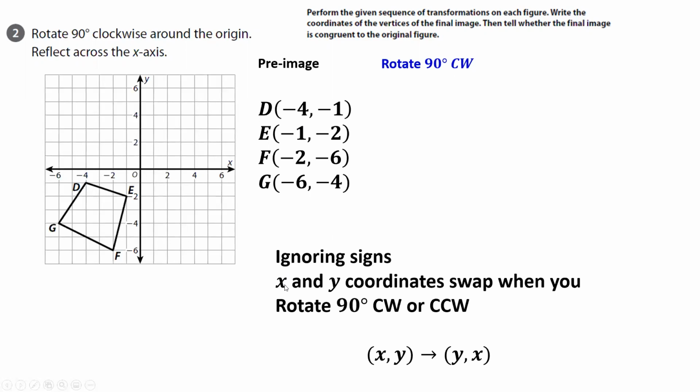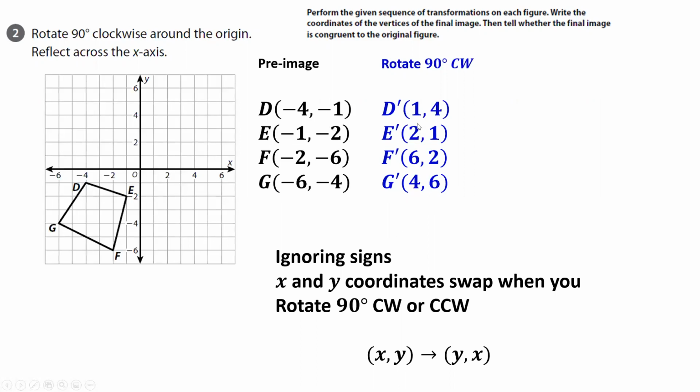And what happens when you rotate 90 degrees? Your x and y coordinates swap positions. So (x, y) becomes (y, x). So instead of 4, 1, it's now going to be 1, 4. Once again, I'm ignoring the signs. I don't care about the negative signs. Instead of 1, 2, E will now be 2, 1. Instead of 2, 6, F will be 6, 2. And instead of 6, 4, G will be 4, 6. Now we'll worry about the signs.